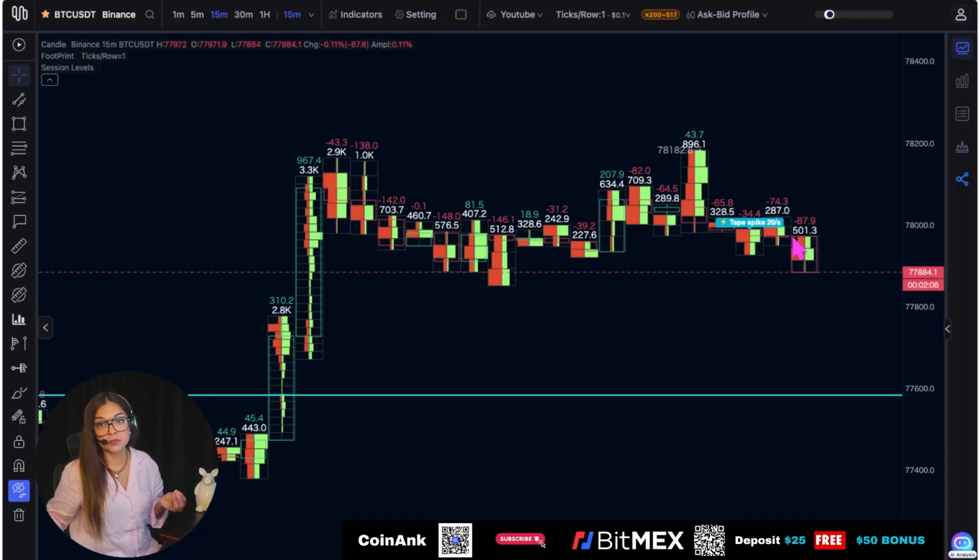Once I read the footprint and I see absorption at a specific key level, okay, I need to execute very fast. The speed of execution is key.